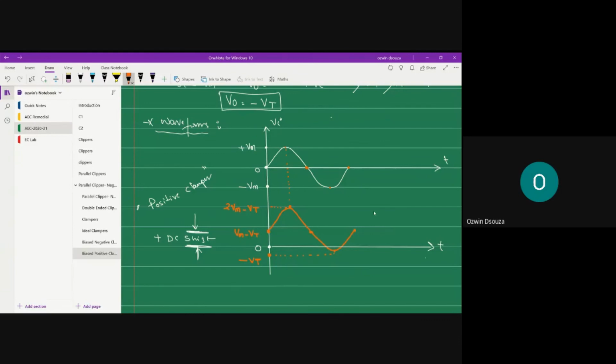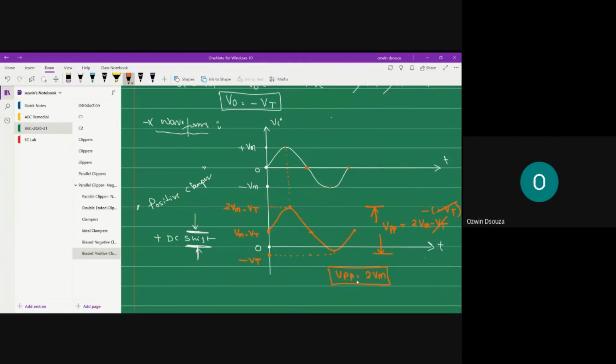So VPP, that is V peak to peak, should be 2 times the maximum value. Let's check whether we are getting V peak to peak as 2 times the maximum value. So what is V peak to peak? The positive peak, that is 2 Vm minus Vt, minus negative peak. So minus of minus Vt is plus Vt, so plus Vt minus Vt is going to get cancelled, and Vpp is equal to 2 Vm.